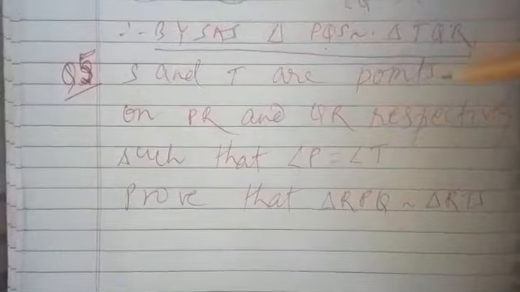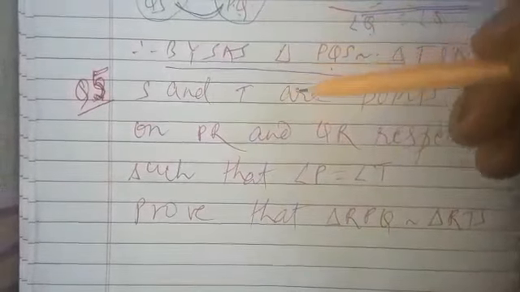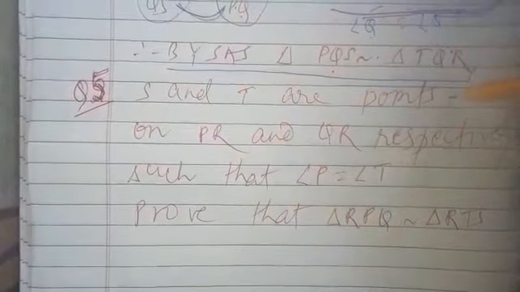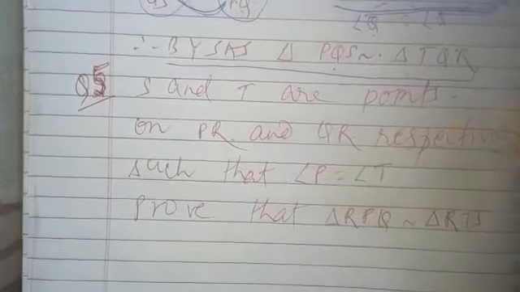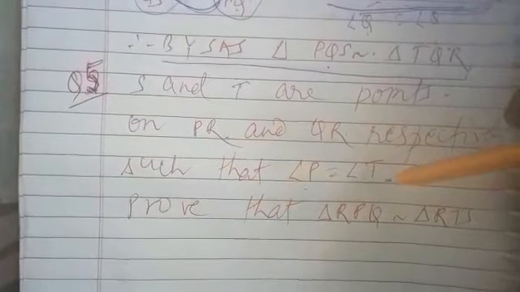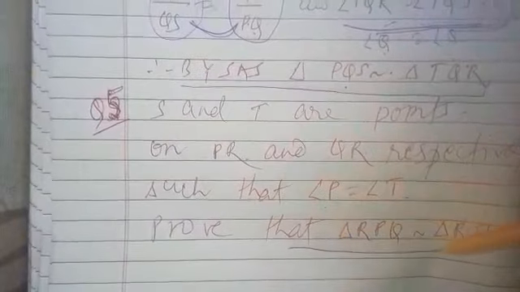Now the next question, question number 5. In question number 5, S and T are points on sides PR and QR respectively, such that angle P is equal to angle T. What we have to prove? We have to prove that triangle RPQ is similar to triangle RTS.